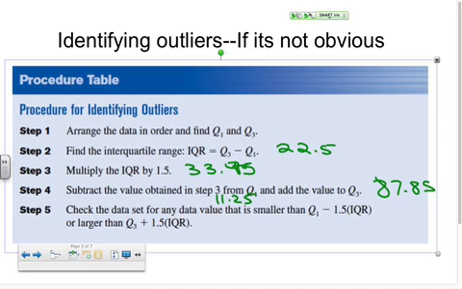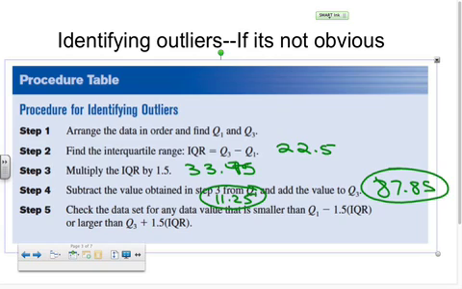And so we look at this and we say any number that's below 11.25 or above 87.85 would be considered an outlier. Now, unfortunately, for this set of data, I do not have the original data set, so we can't check for outliers on this one, but we will in the next one.